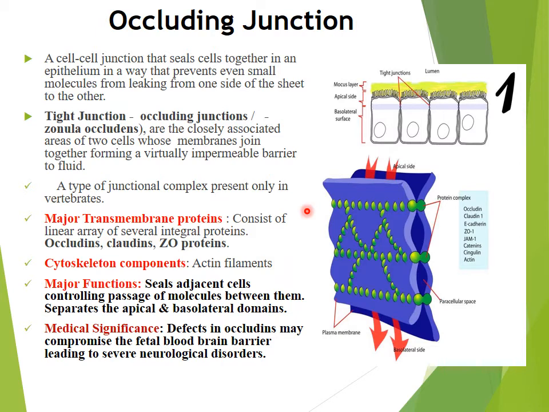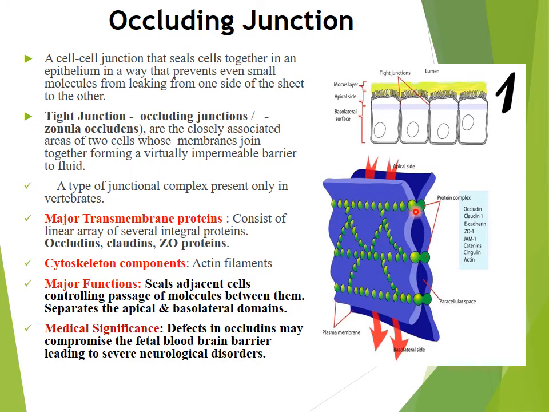So the junctions are according to the requirement of the epithelial cells. Not all the junctions are present in every type of cell. They are according to the requirement or the function of that epithelial cell.